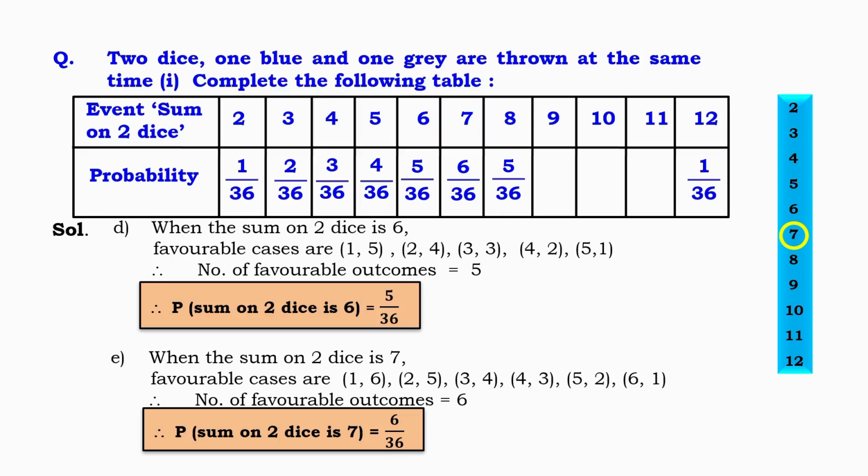Now, if you take a look, 8 they have already solved for you, right? So in this way, if you keep on solving, so 8 you need to find out, then 9, if you add up, when you will get 9, then 10, 11, 12. In this way you will get that.